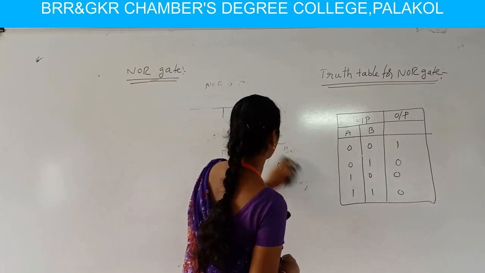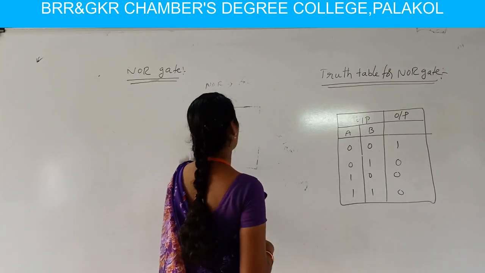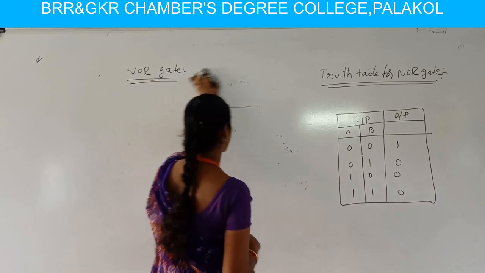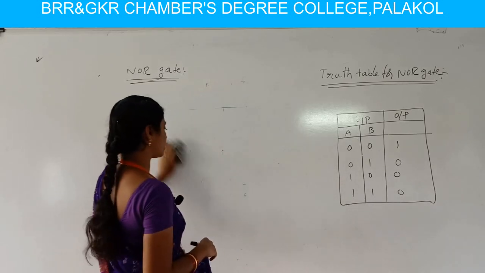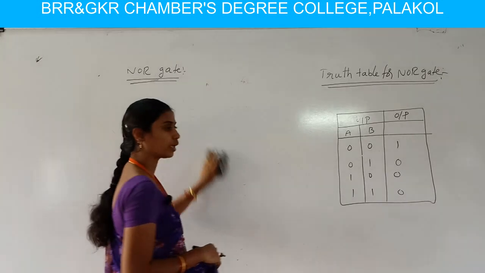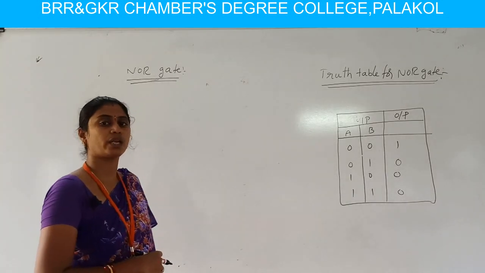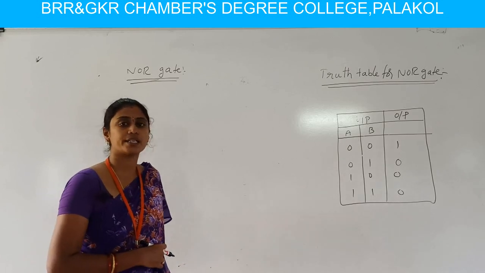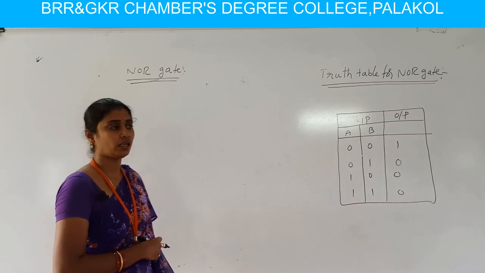What are the basic logic gates? We know the AND gate, OR gate and NOT gate. These three gates are said to be logic gates. These logic gates are constructed by using the NOR gate, and hence the NOR gate is said to be a universal gate.